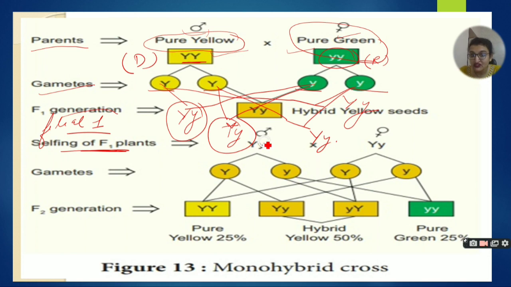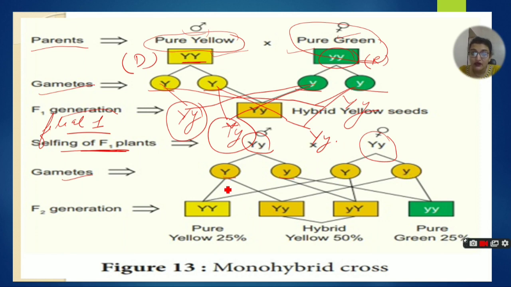So for the F1 generation selfing, we have parents. The parents were capital Y small y and another capital Y small y. He took one female and one male to do the crossing. Now the gametes in this case would be one capital Y and another small y, because both the gametes here would have the same condition.